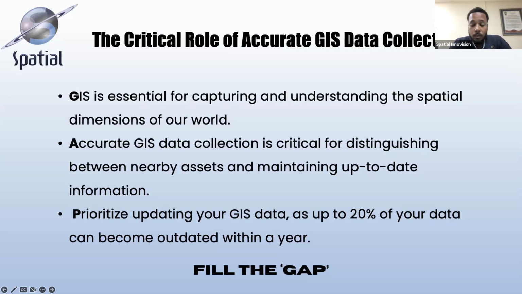Accurate GIS data collection is critical for distinguishing your nearby assets and also maintaining up-to-date information, which is needed for efficient utilities management, environmental studies, or just your asset management and monitoring the infrastructure and movement around that. Now, it is important for the organization to make regular updates to keep their GIS data accurate. Up to 20% of data can become outdated within a year, and that affects decision making, and you want to ensure that you are making informed decisions as resources are not infinite. So you want to fill that gap, as I like to call it.